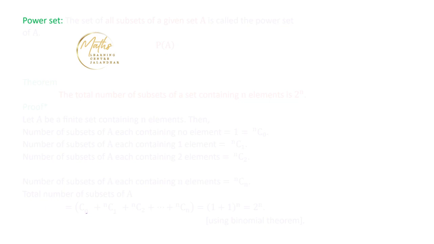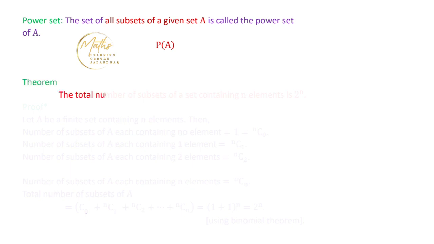The next term we have is power set. It is defined as the set of all subsets of a given set A. It is called the power set of A, and we denote the power set by P of A. Now if we have to count the number of elements in the power set, we have a theorem that the total number of subsets of a set containing n elements is 2 raised to the power n. So the number of elements in the power set P of A is 2 raised to the power n, if the given set A has n elements.